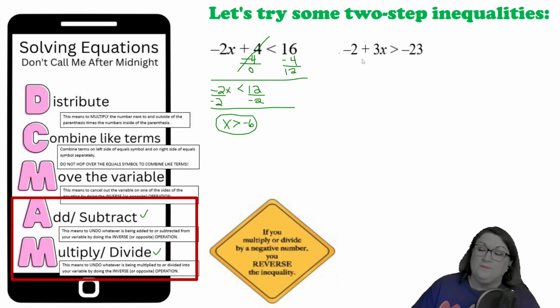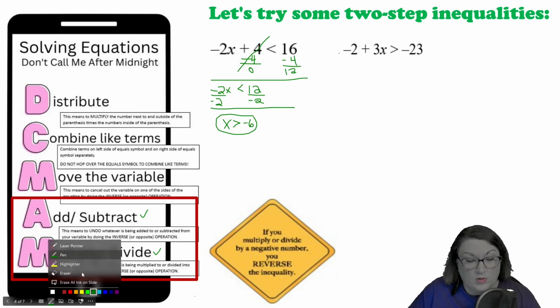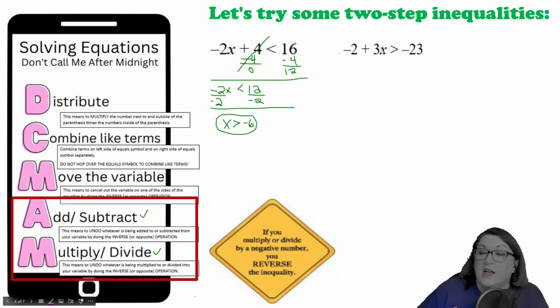So here's another one. Let me change colors real quick. We'll make it purple this time. Okay, so the number being added or subtracted with our variable is the -2. The 3 is being multiplied times the variable. So we need to cancel out the -2 first. And to do that, I'm going to add a 2 because I know that a negative plus a positive will zero out. Okay, so I know that's an add there.